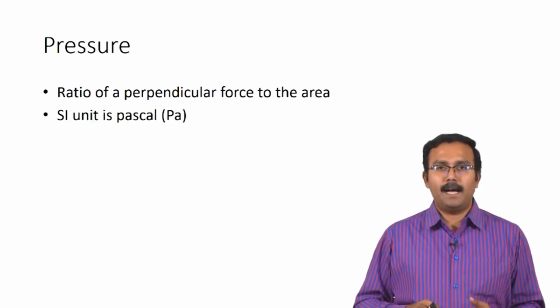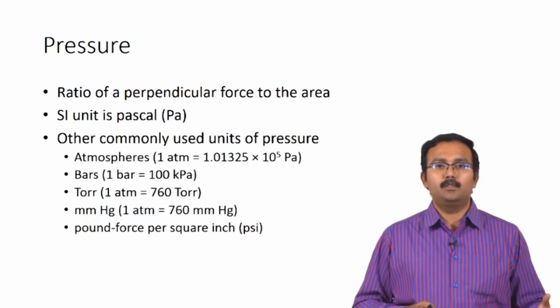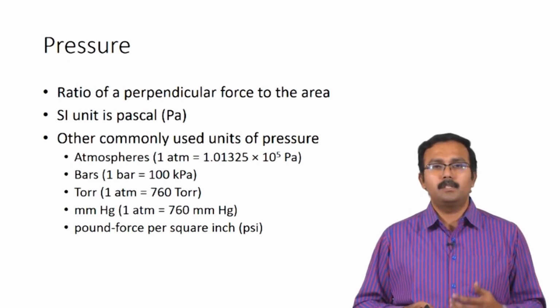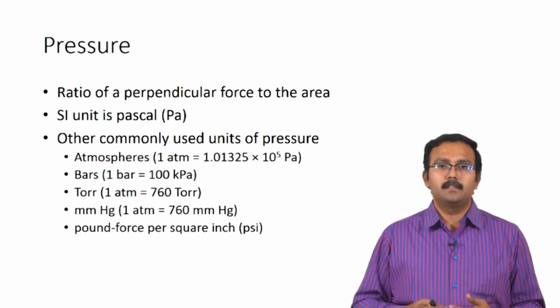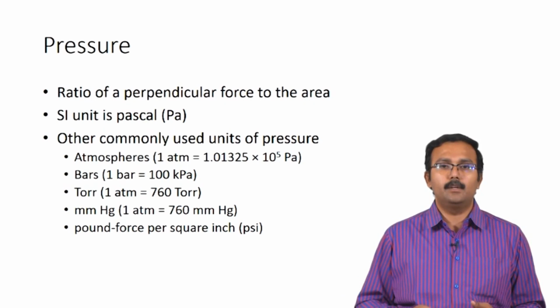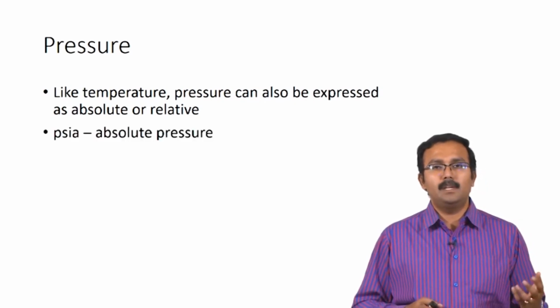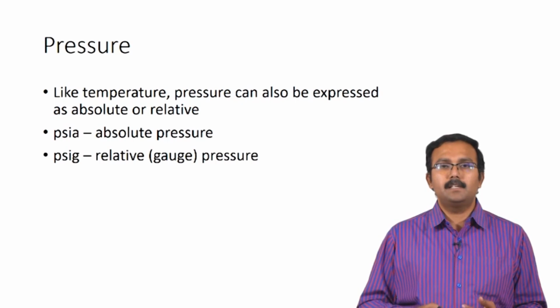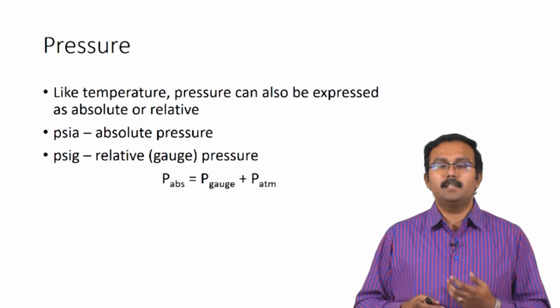SI unit for pressure is Pascal. There are many other units which are commonly used: atmospheres, bars, torr, mmHg and pound force per square inch are all common terms for common units for pressure. So, here I have given you the conversions which can be used directly for converting these common terms to SI units and other units. Like temperature, pressure can also be expressed in terms of absolute or relative pressures, and absolute pressure is usually given as PSIA and relative pressure is given as PSIG, which is the gauge pressure. Absolute pressure is nothing but the sum of gauge pressure and atmospheric pressure.